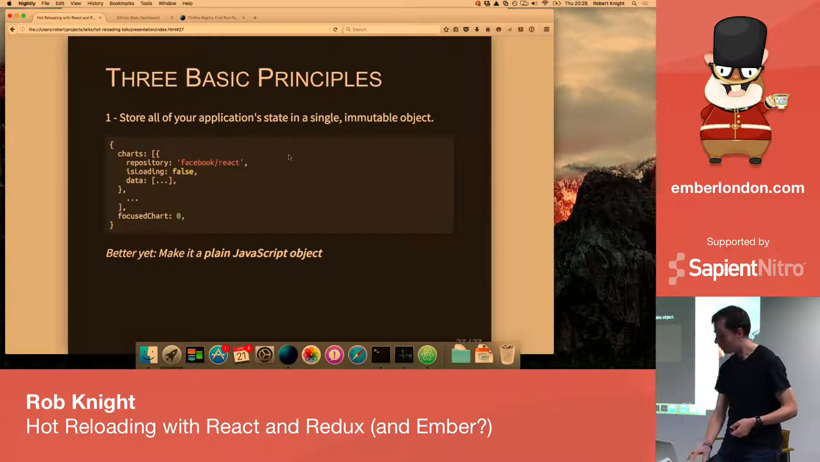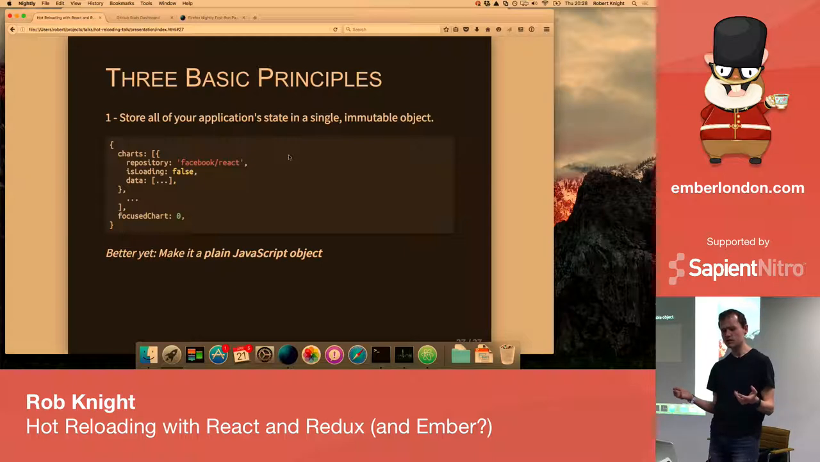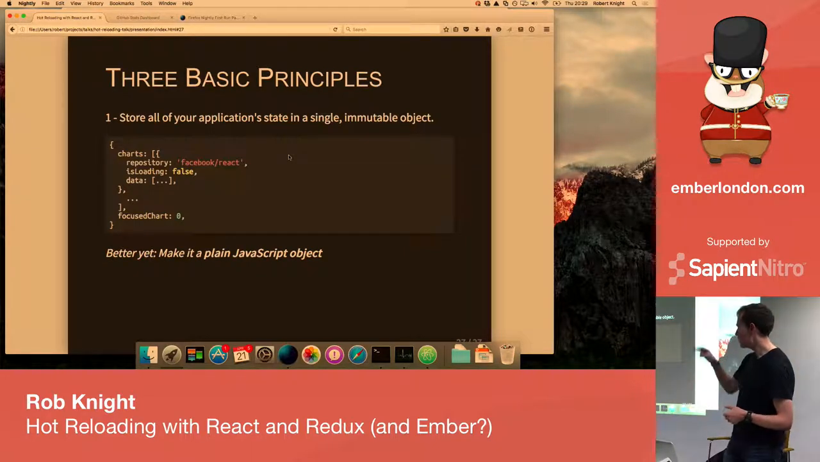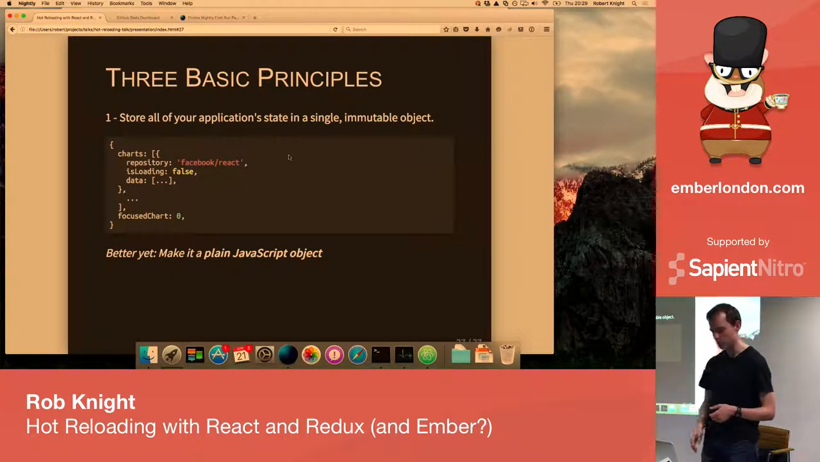Or for example, if your application crashes, normally you might have had the experience of reading a bug report and trying to work out, well, what happened when it crashed? Well, if you have all your state in one object, and if it's something you can serialize easily, then you can just send the state of the application along with a bug report.